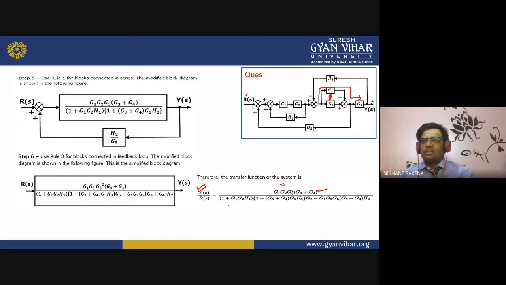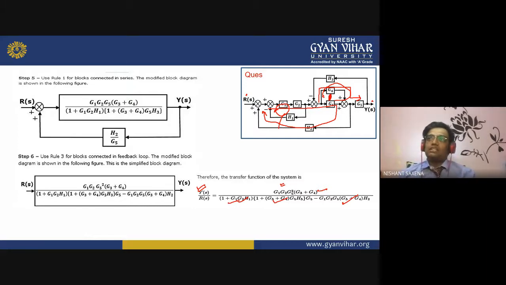And next are the loops. The first loop is this one. The second loop is this one, and there is another loop going this way. So how many loops are there? One, this one is two, and this one is three. Simply, we can write it just by looking at the diagram.